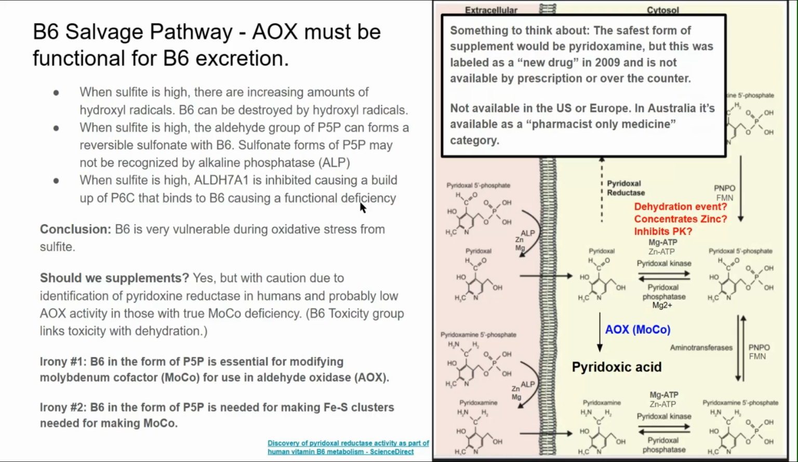So something to think about, and I already said it, but the safest form of supplements would be pyridoxamine. If you look, when you absorb the pyridoxamine into your cell and you activate it with pyridoxal kinase, then you have pyridoxamine 5-phosphate, and that can be converted to pyridoxal 5-phosphate. It's a long, drawn out way to get back to pyridoxal, right? And so the likelihood that it's going to accumulate as this pyridoxal form of B6 is minimal.